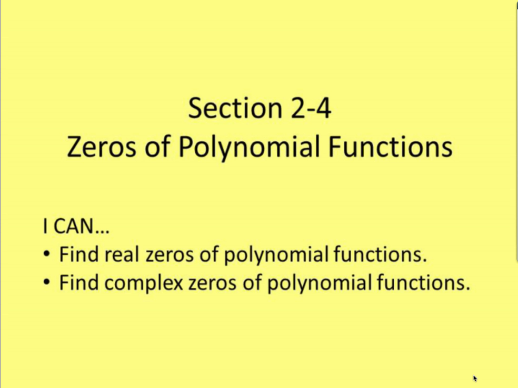This is section 2.4, part A, finding zeros of polynomial functions. The I can statements for this section: I can find real zeros of polynomial functions, and I can find complex zeros of polynomial functions.